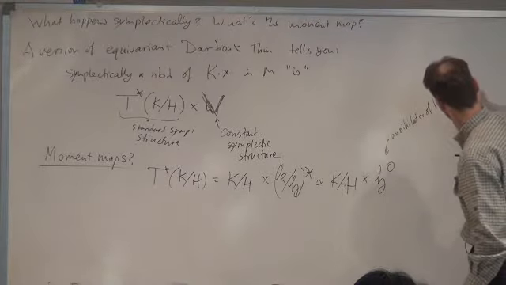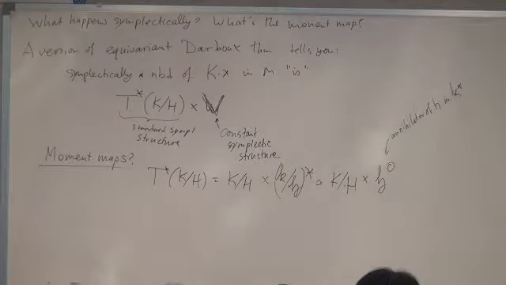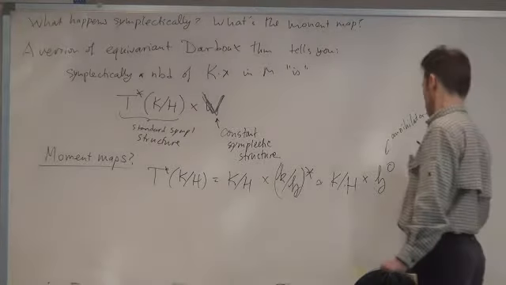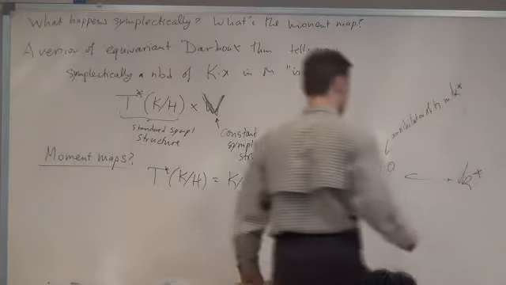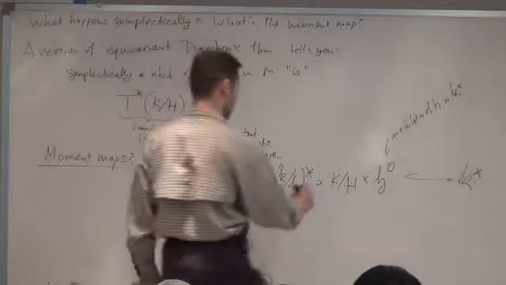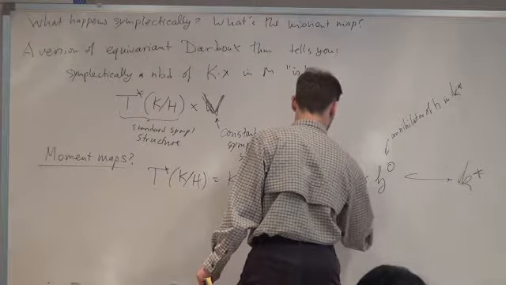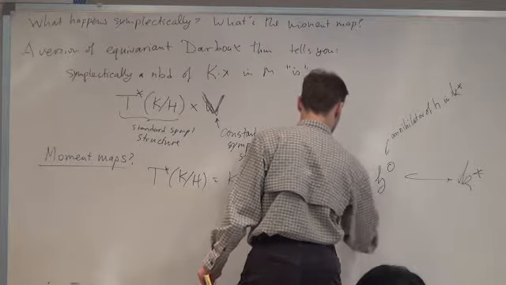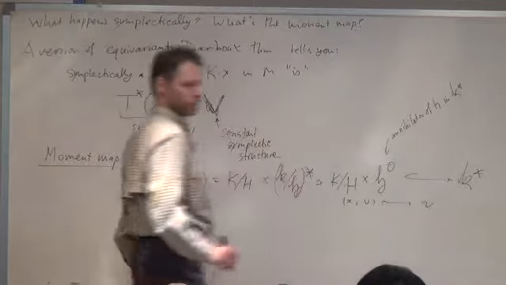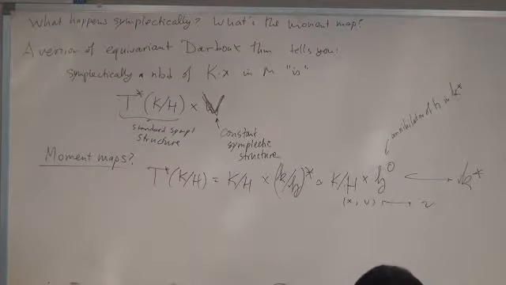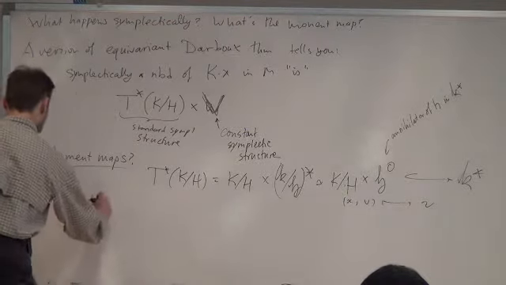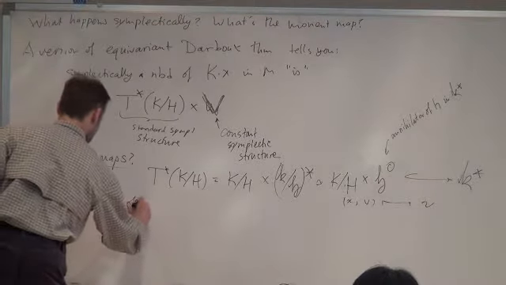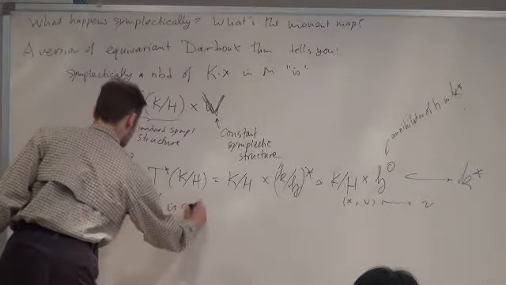and K dual. So the moment map is the simplest one possible. You take the annihilator and you put it in. It takes a point and a vector and sends it to the vector. The moment map on V is quadratic.